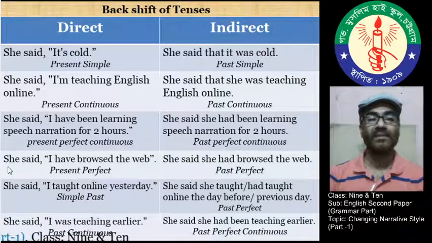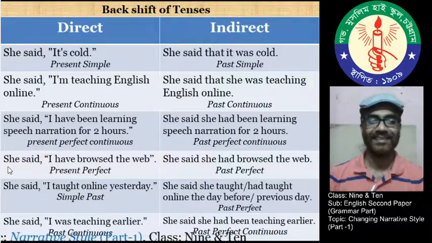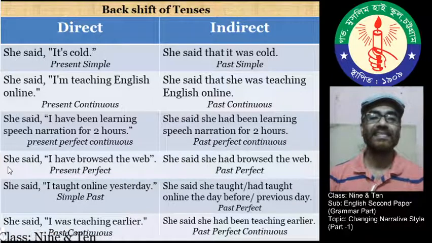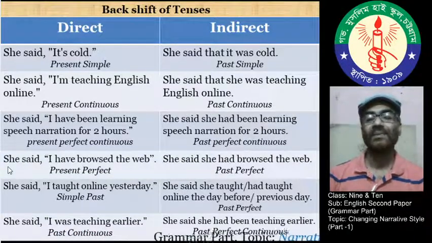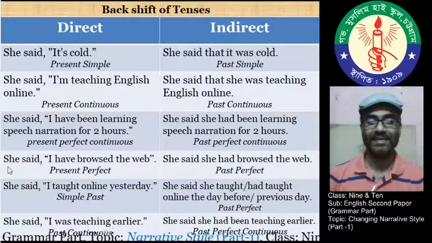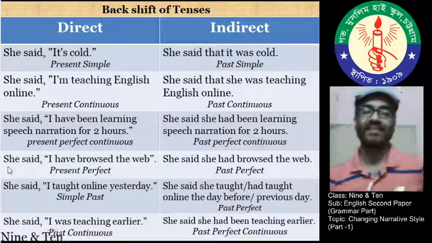And present perfect continuous becomes past perfect continuous. She said, "I have been learning speech narration for 2 hours." And in indirect, she said she had been learning speech narration for 2 hours. Here we didn't use "that" because it's optional. You can put it or not.